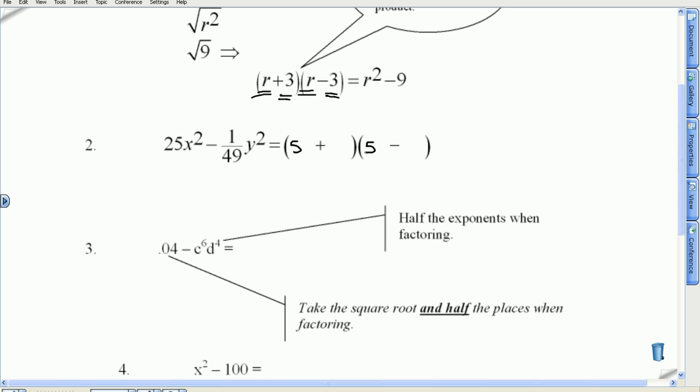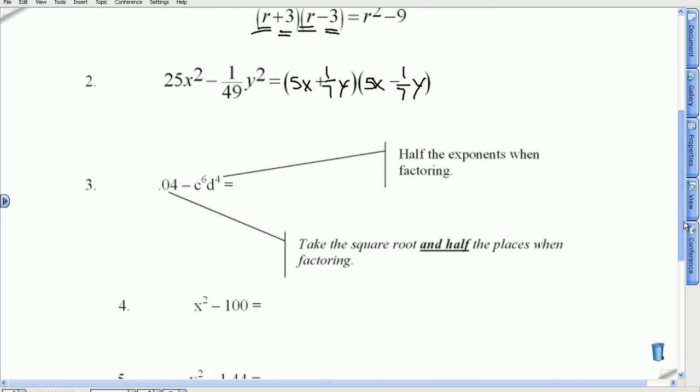The square root of x squared is x. The square root of 1 is 1. The square root of 49 is 7. And the square root of y squared is y. So all square roots here: 5x plus 1/7 y, 5x minus 1/7 y.